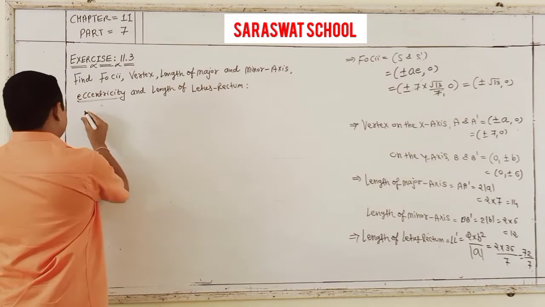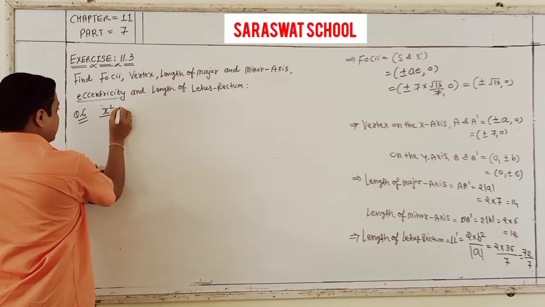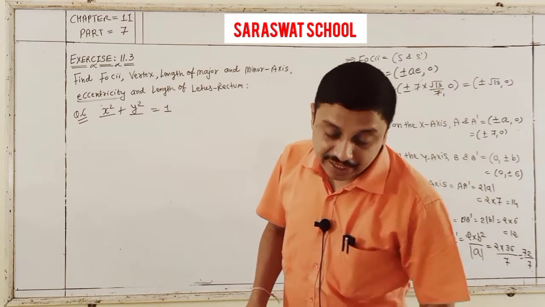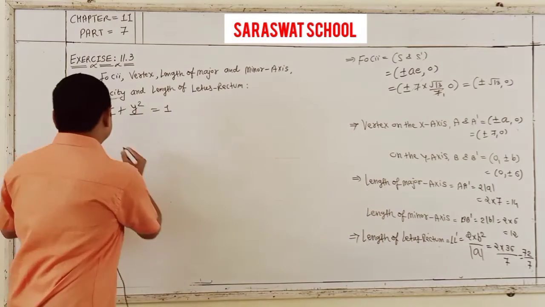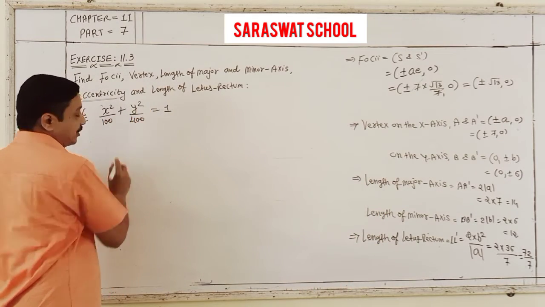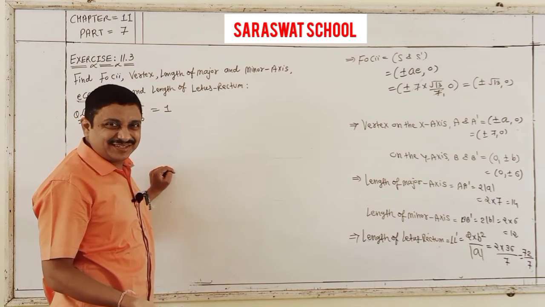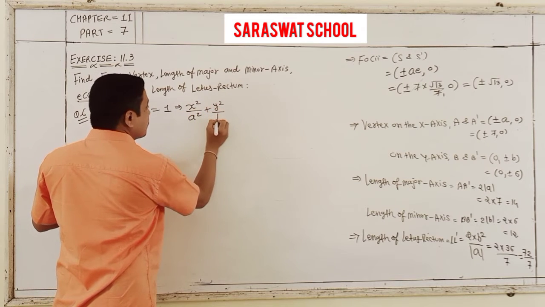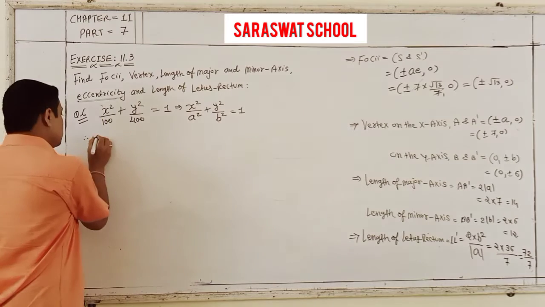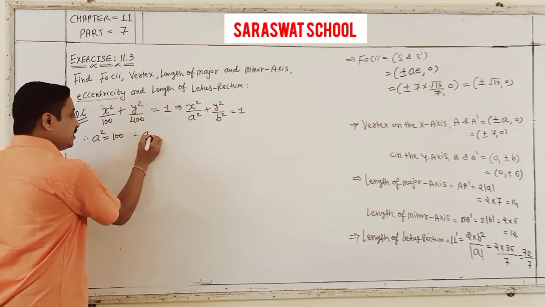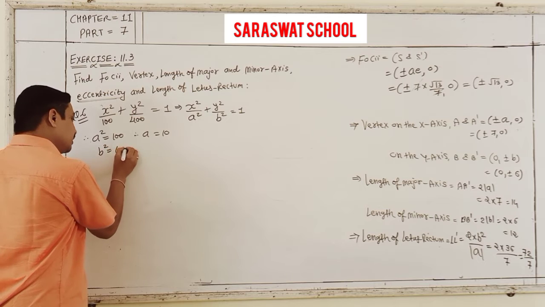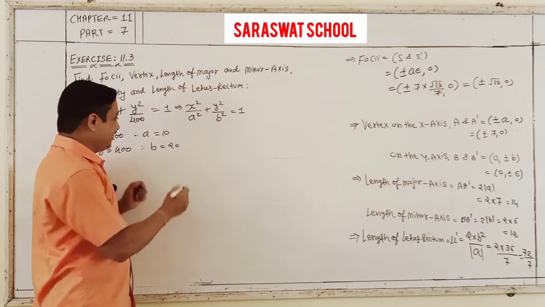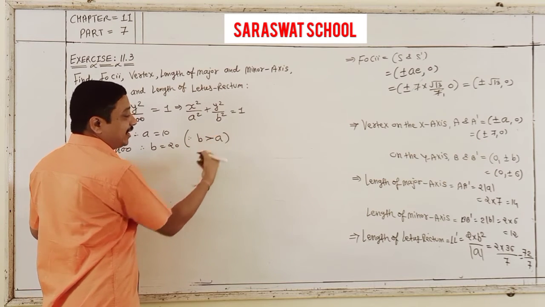Six also, students, in the same pattern. In the ellipse, x square by something plus y square by something is equal to 1, given that 100 and 400: x square by 100, y square by 400, and decide all the same values. So I go to the first comparison, x square by a square plus y square by b square is equal to 1. So a square is 100, definitely a is 10, b square is 400, definitely b is 20. Now which is the highest, b or a? B is highest, b more than a.